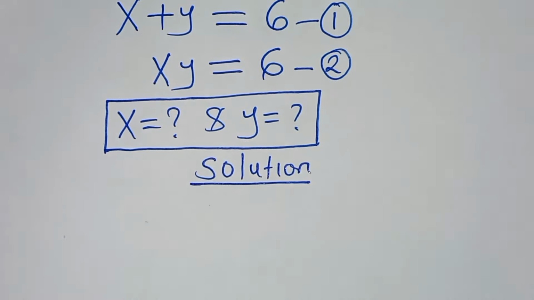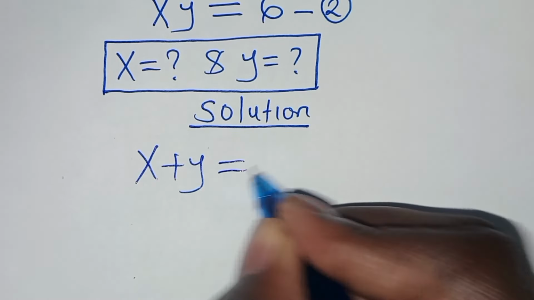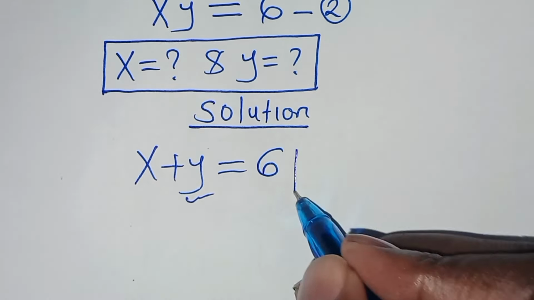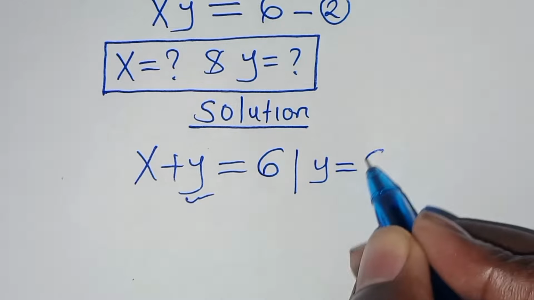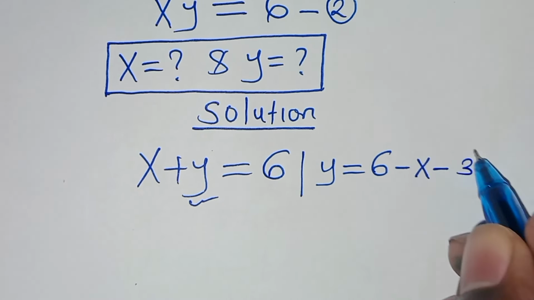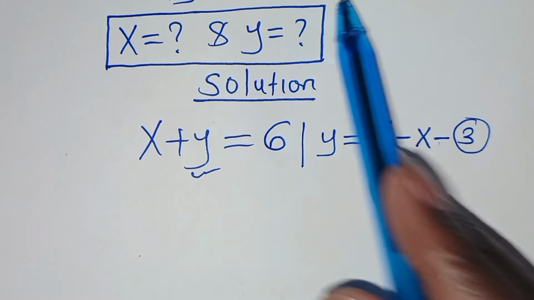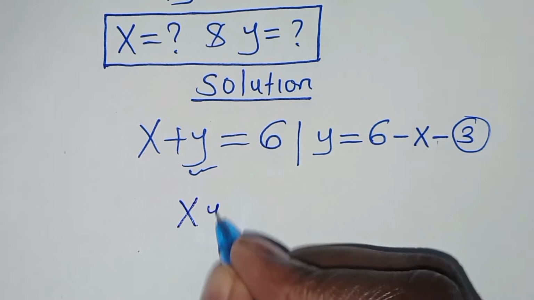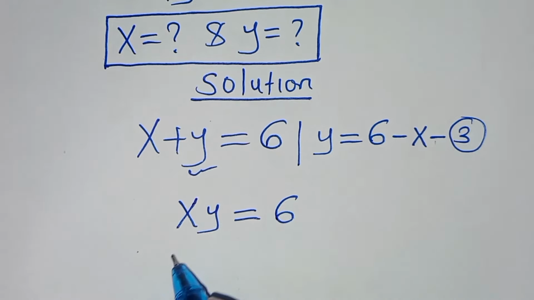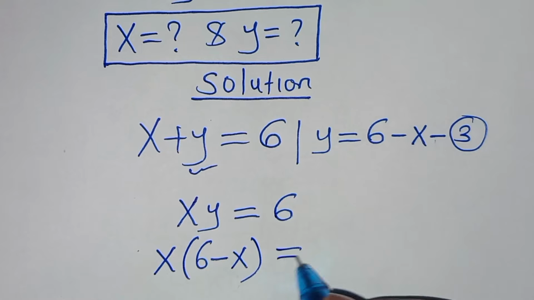From equation 1, which is x plus y equals 6, let's make y the subject of the formula. In that case, we'll have y is equal to 6 minus x. Let's call this equation 3. Now, let's substitute equation 3 into equation 2, which is x times y equals 6. Substituting y here, we'll have x times (6 minus x) equals 6.